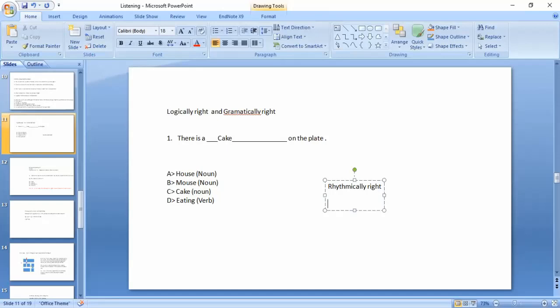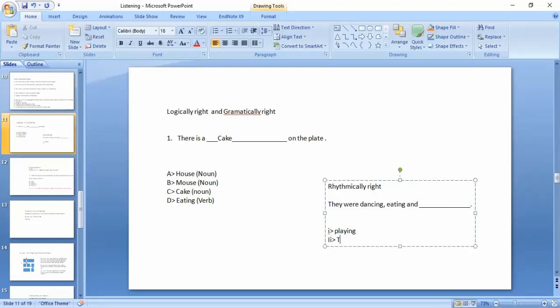For example, let's say they were dancing, comma, eating, and so on, and now there is a blank. Now your options are: number one, playing; number two, to play; and the third option could be to sing. Okay.